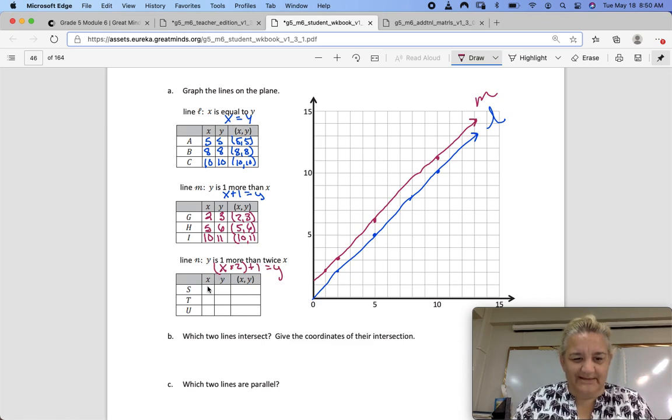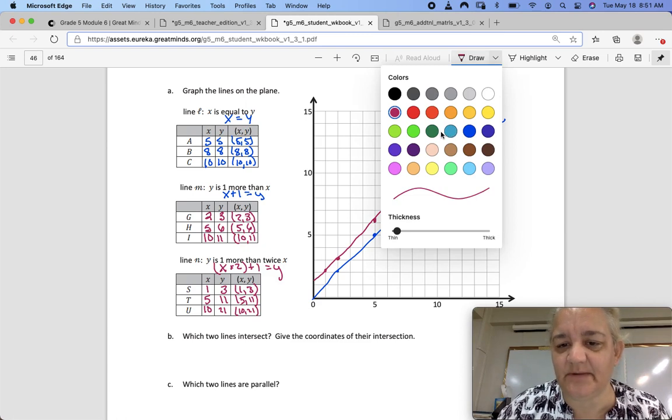Okay, so if x is, let's just make x 1, then 1 times 2 would be 2, plus 1 is 3. So 1, 3. Let's say if x was 5, 5 times 2 is 10, plus 1 is 11. So 5, 11. And then here we have, let's try 10. 10 times 2 is 20, plus 1 is 21. Okay. So 10, 21.